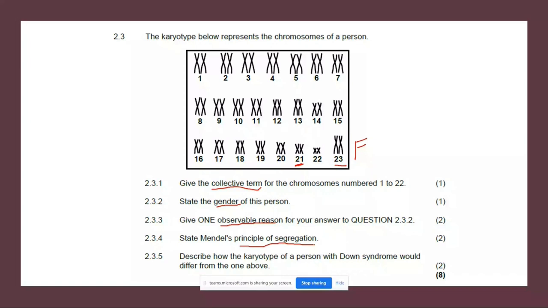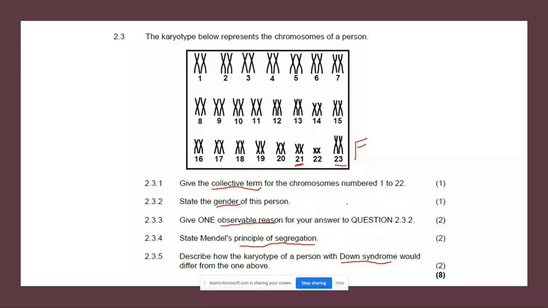Now they ask you, describe, not explain, how the karyotype of a person with Down syndrome would differ from the one above. So this one is normal. Why? Chromosome pair 21 has two chromosomes. In a person with Down syndrome, you must say, you can't just say it as 47, chromosome pair 21 has three chromosomes. Right.